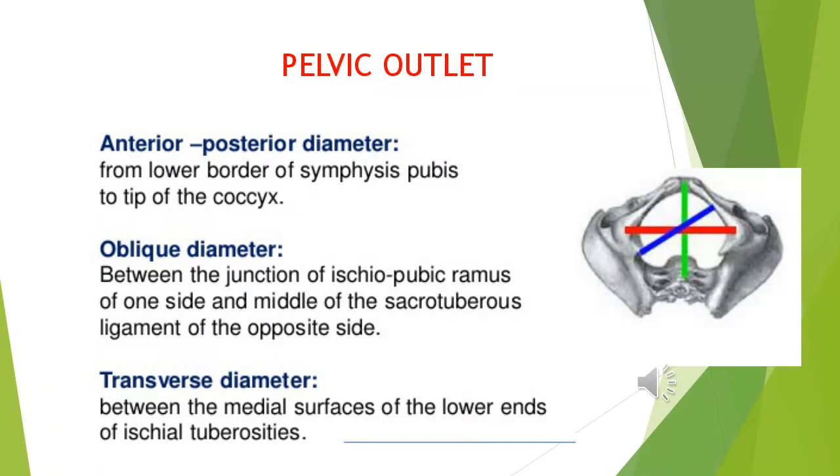In the case of the pelvic outlet, again you can see the boundaries of the pelvic outlet. The anteroposterior diameter is from the lower border of the pubic symphysis to the tip of the coccyx. The oblique diameter is between the junction of the ischiopubic ramus of one side to the middle of the sacrotuberous ligament on the opposite side, and the transverse diameter is between the medial surfaces of the lower ends of the ischial tuberosities.